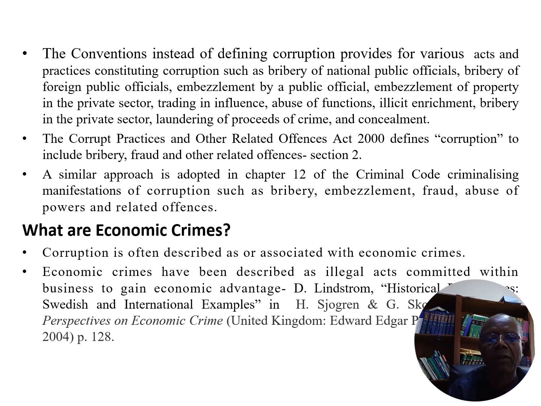What are economic crimes? Corruption is often described as or associated with economic crimes. Economic crimes have been described as illegal acts committed within business to gain economic advantage. So economic crimes are acts that are illegal by the provisions of the law, acts that have been criminalized by the provisions of the law, when those acts are committed during business transactions for the purpose of gaining economic or financial advantage. Those are economic crimes.